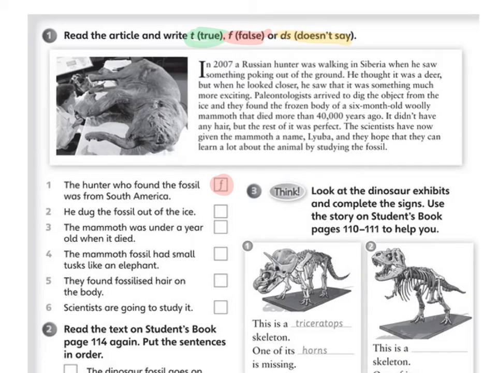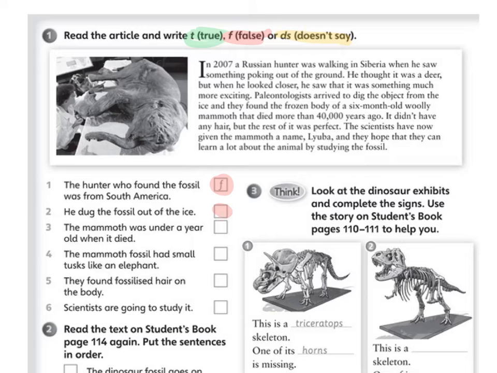Number 2, he dug the fossil out of the ice. Let's read. When he saw something poking out of the ground, he thought it was a deer, but when he looked closer, he saw that it was something much more exciting. Paleontologists arrived to dig the object. No. Who dug the object? The paleontologists. So, that definitely is false.